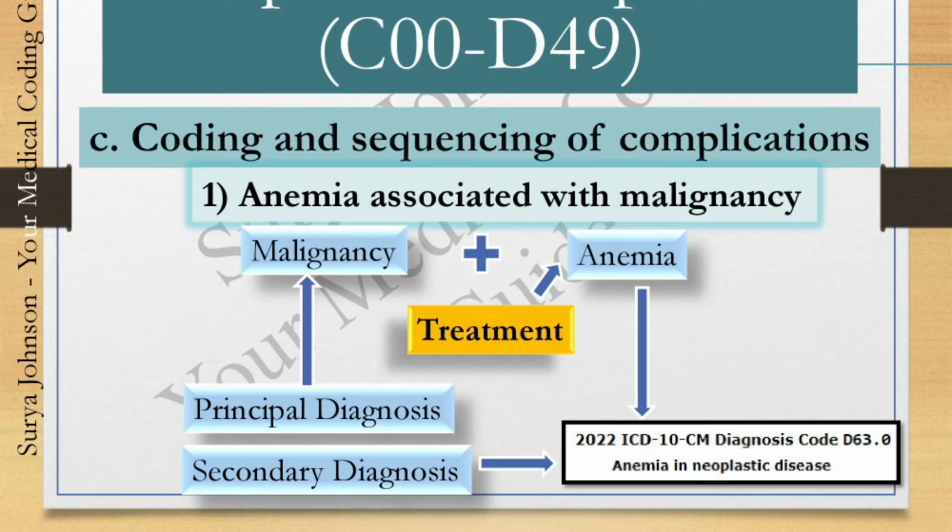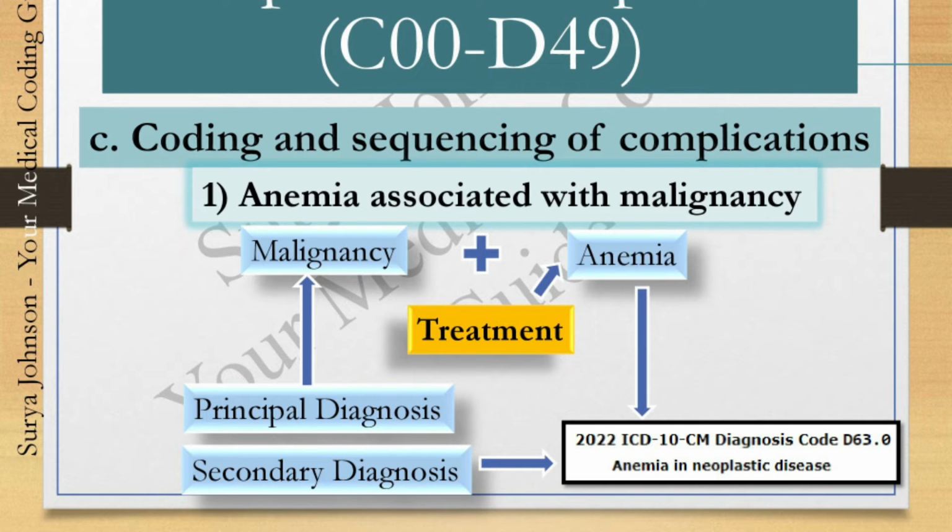So, the next scenario, C, coding and sequencing of complication. Under that, the first one, anemia associated with malignancy. The patient has a malignancy and then develops anemia because of this malignancy, and now the treatment is directed to the anemia. You will all have the urge to code anemia as the principal diagnosis, right? No, this is the only scenario where it differs.